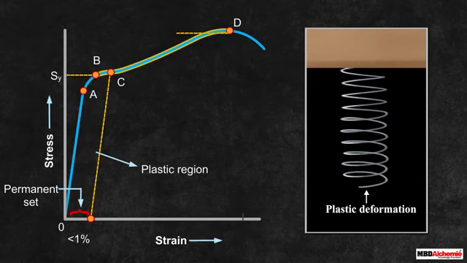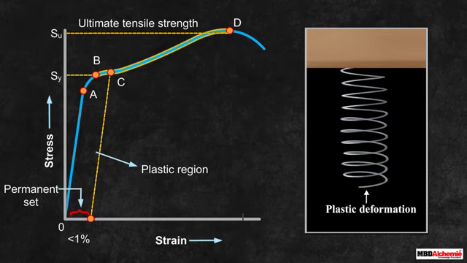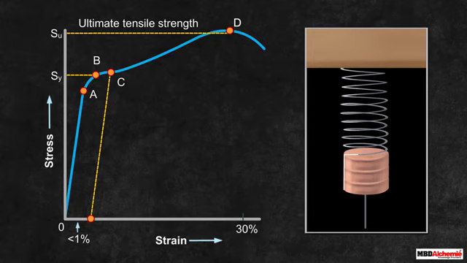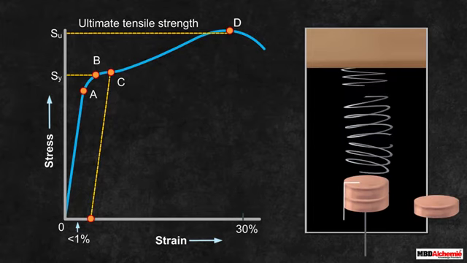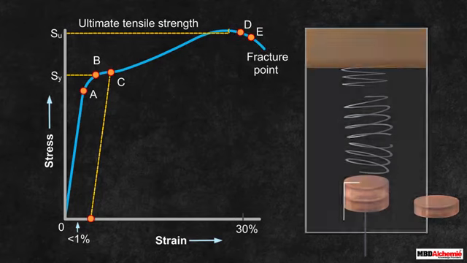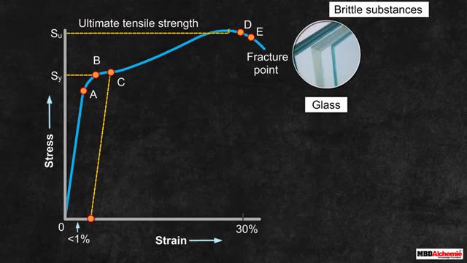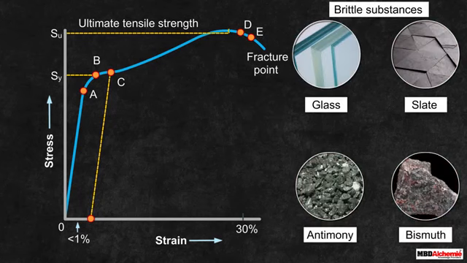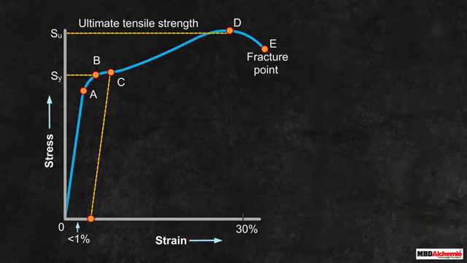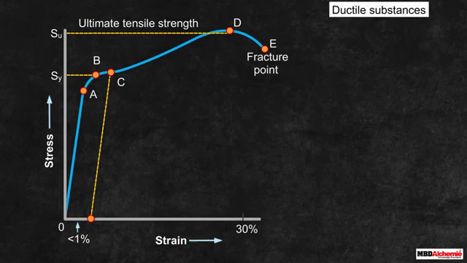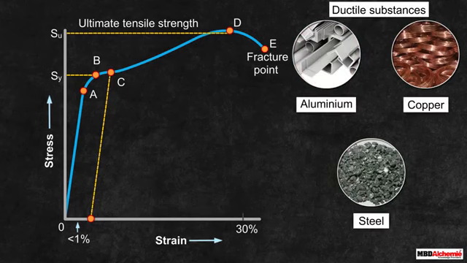The point D on the graph is the ultimate tensile strength, SU, of the material. Beyond this point, additional strain is produced even by a reduced applied force, and fracture occurs at point E. If the ultimate strength and fracture points D and E are close, the material is said to be brittle. Some examples of brittle substances are glass, slate, antimony, and bismuth. If the ultimate strength and fracture points D and E are far apart, the material is said to be ductile. For example, aluminium, copper, and steel.